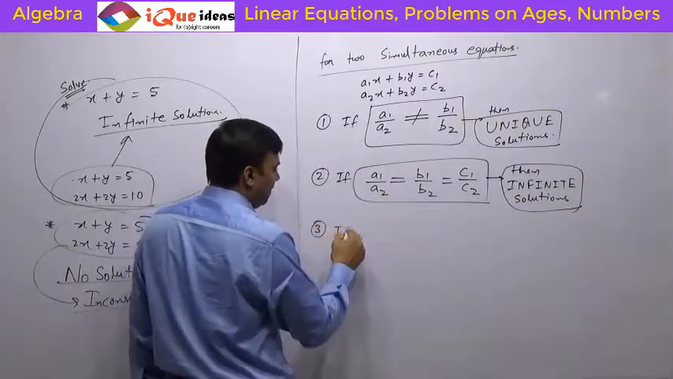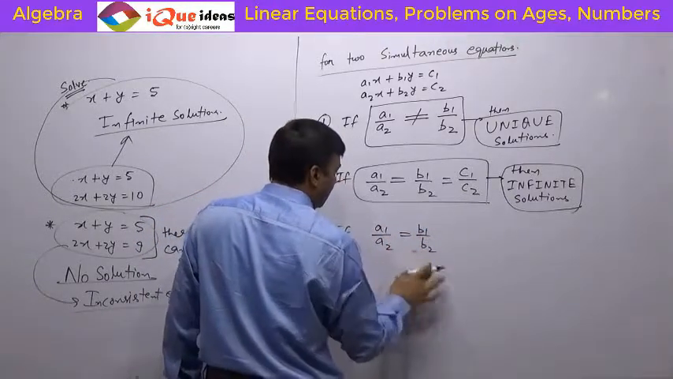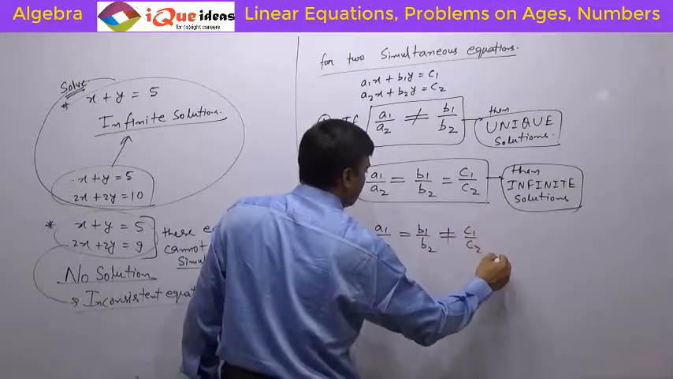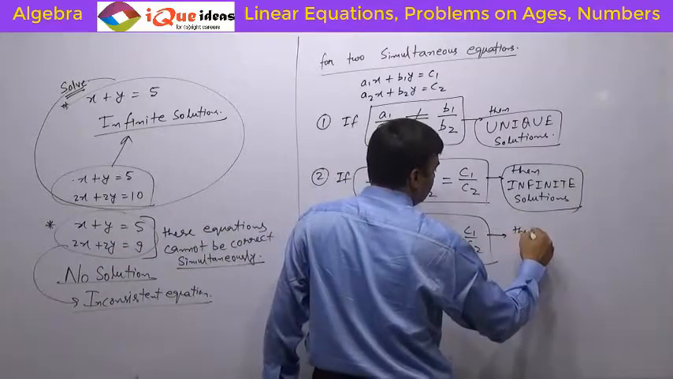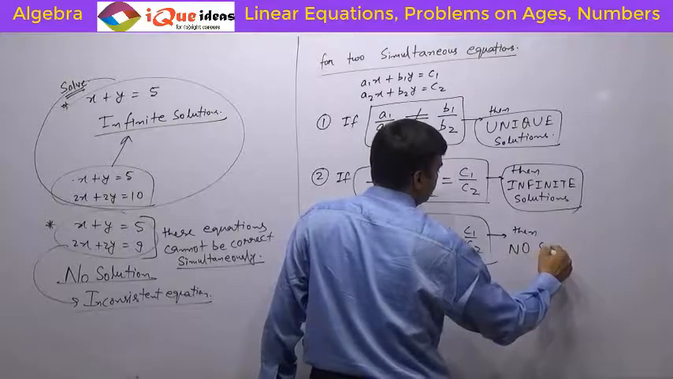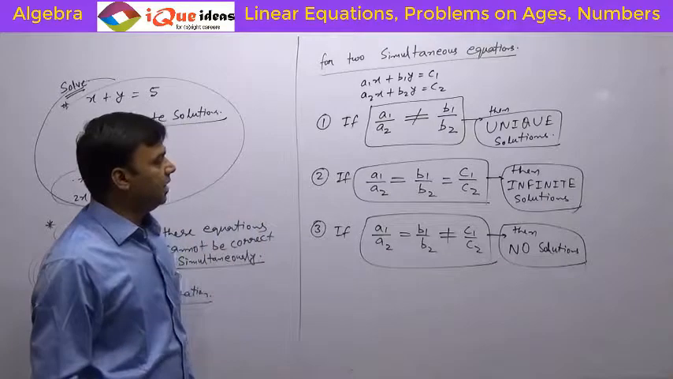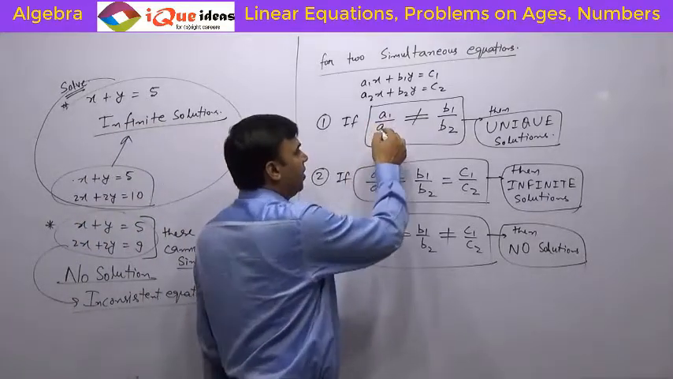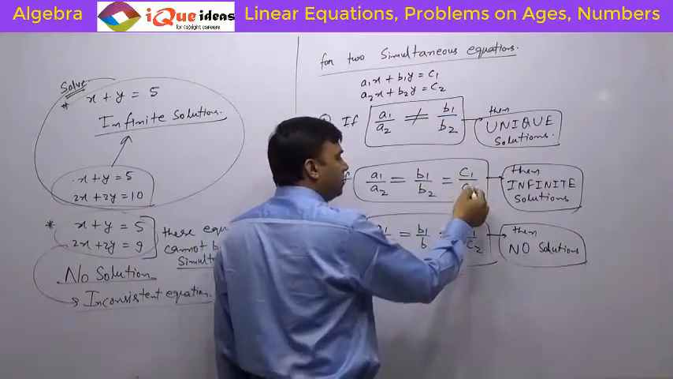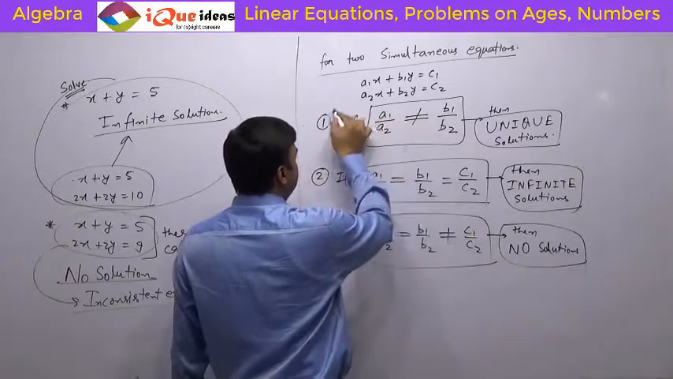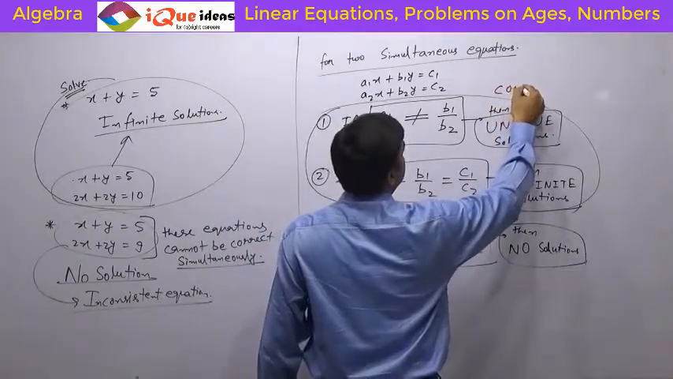And finally, if we have a1 upon a2 is equal to b1 upon b2, but not equal to c1 upon c2, in this case, what will happen? This will become an inconsistent system. So this will be the situation of no solution. There will be no values of x and y which will satisfy this equation. So just memorize these three conditions together. a1 upon a2 not equal to b1 upon b2, unique solution. a1 upon a2 equal to b1 upon b2 equal to c1 upon c2, infinite solutions. These first two cases together are called consistent system of equations.